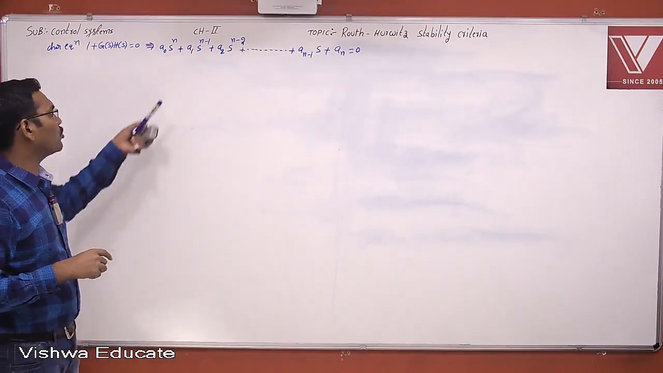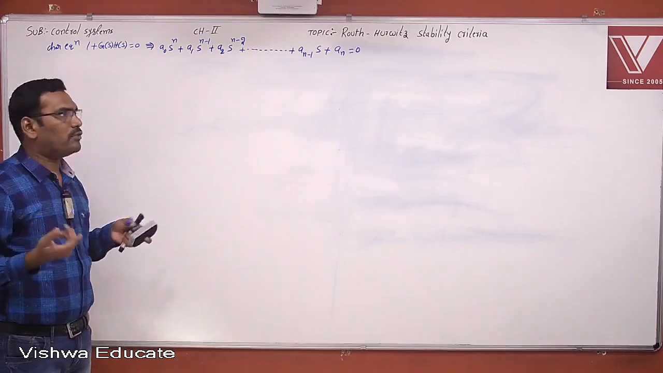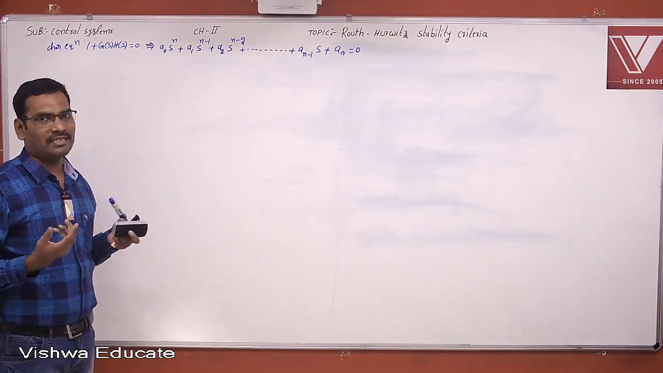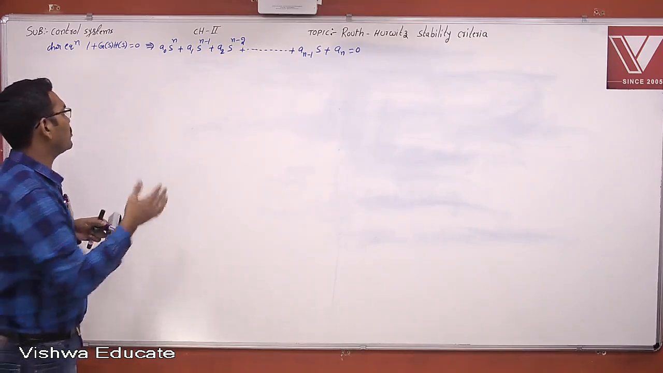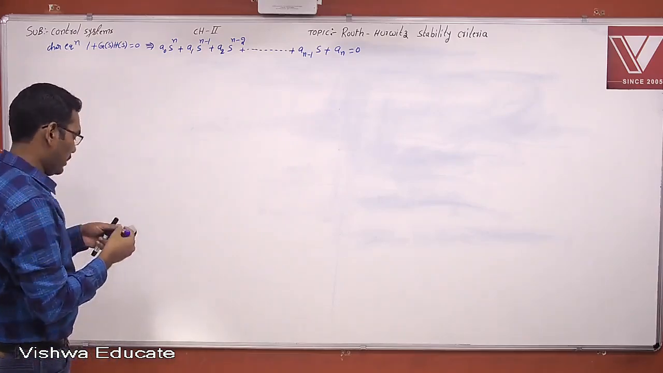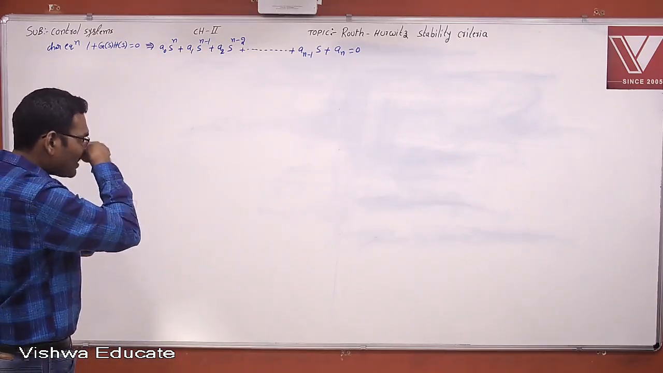Therefore I am giving the solution for nth order. Once you understand the solution for nth order, we can easily solve a characteristic equation of any order. Is it right or not? Yes, we can easily solve any order characteristic equation if you know the procedure for nth order. Okay. Now the students, you just try to understand.